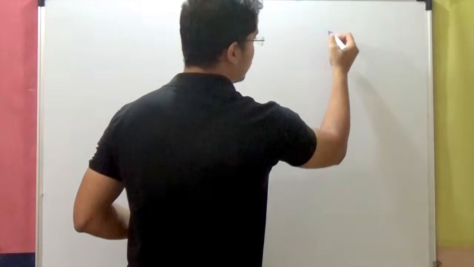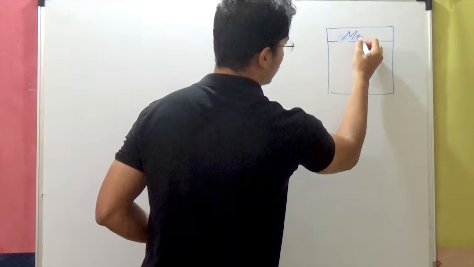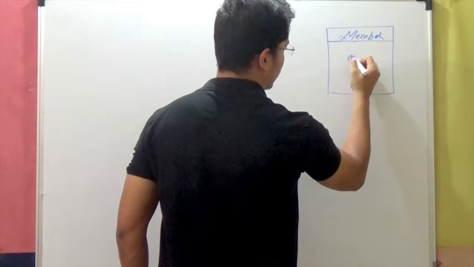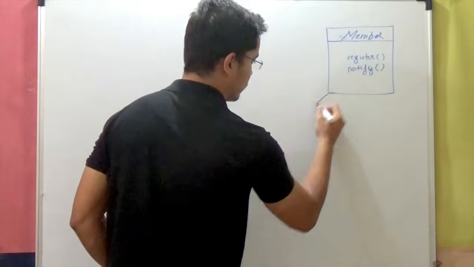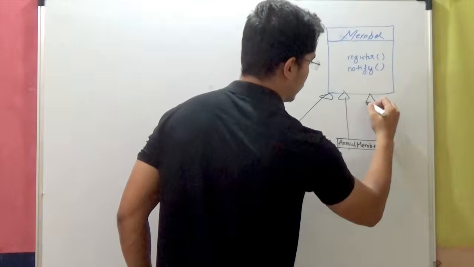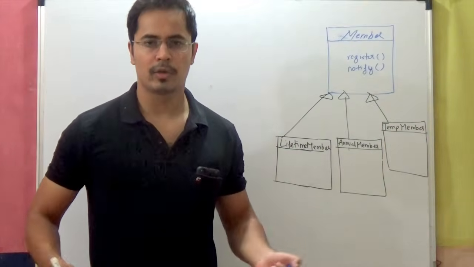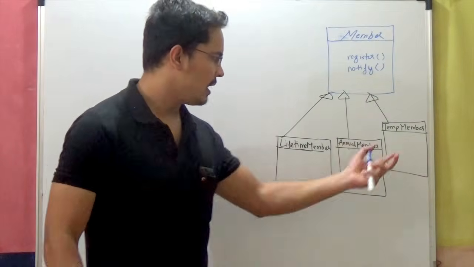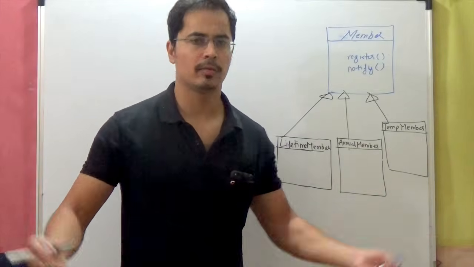So now the member class became an abstract class because there was no simple member, right? A member had methods like register, notify. Now there were specific types of members, that is lifetime, annual member, and temporary member. Lifetime members had a membership duration of 60 years, annual members 1 year, and temporary members were just for a single booking, so there was no membership duration.